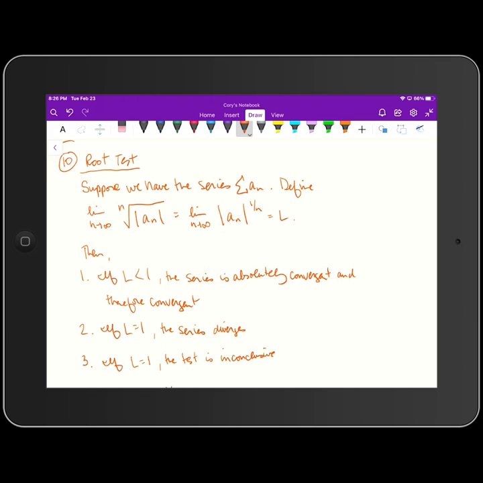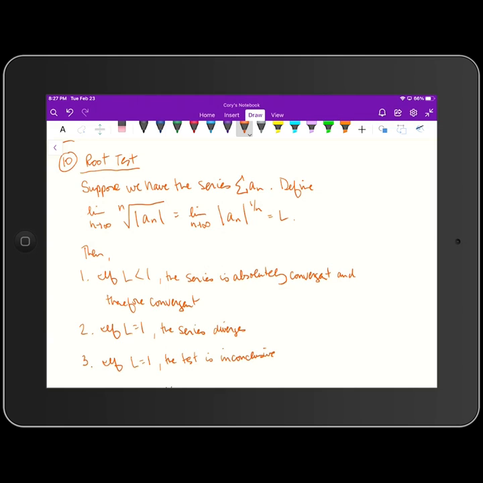Okay, so the root test says to suppose we have the series a sub n, and then we're going to define the limit as n goes to infinity of the nth root of the absolute value of a sub n, which we can also think of rewriting as the limit as n goes to infinity of the absolute value of a sub n raised to the 1 over n power. We're going to say that that limit is equal to L.